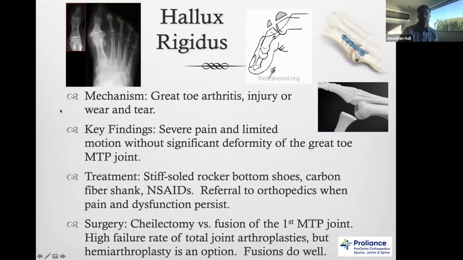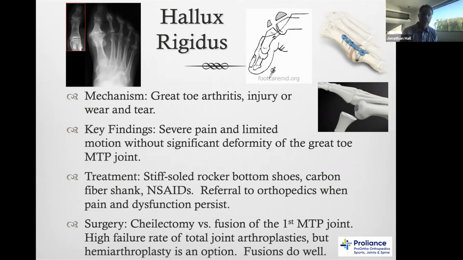Hallux rigidus is a fancy word for arthritis of the big toe. Very common, one of the most common arthritic conditions of the foot. So when we talk about arthritis in the ankle, remember that really osteoarthritis isn't common. Arthritis in general in the ankle isn't common. Well, the common areas of arthritis are in the midfoot and the forefoot.